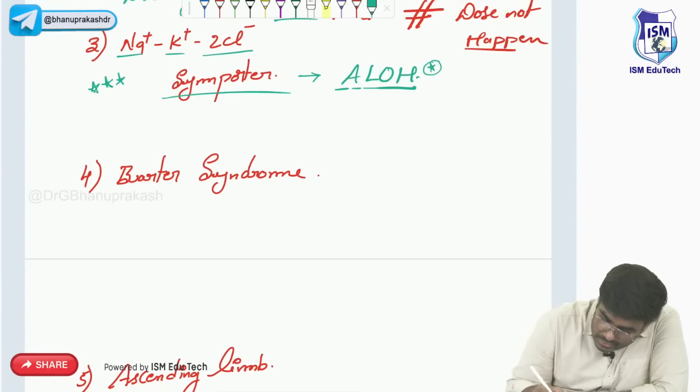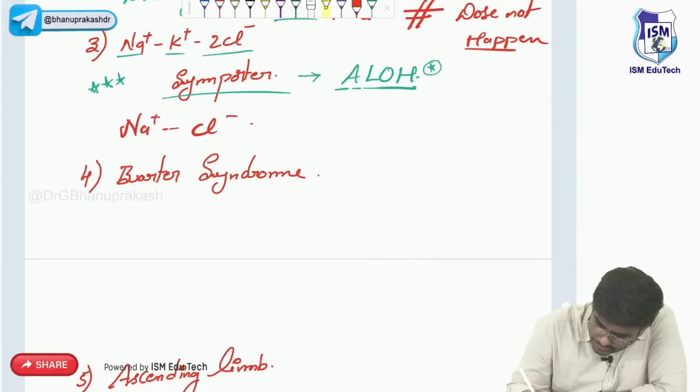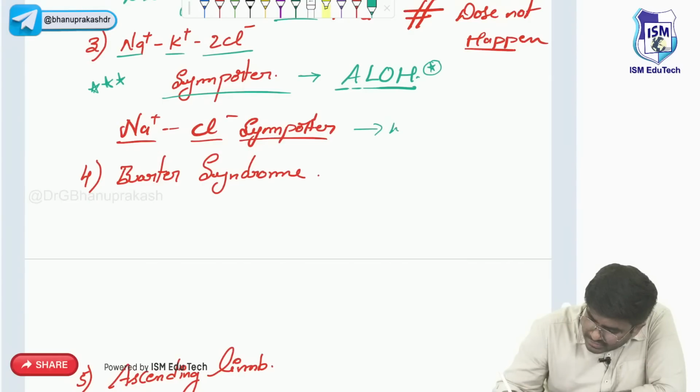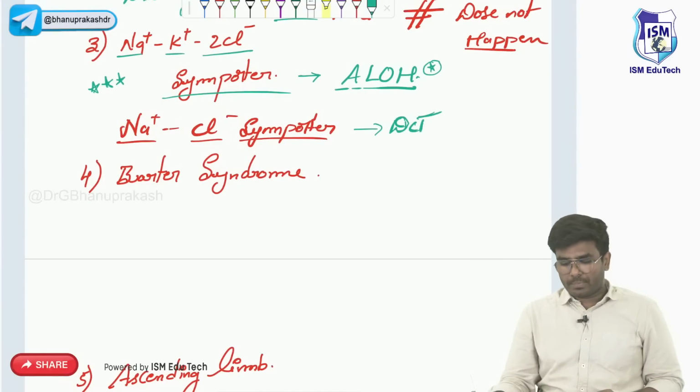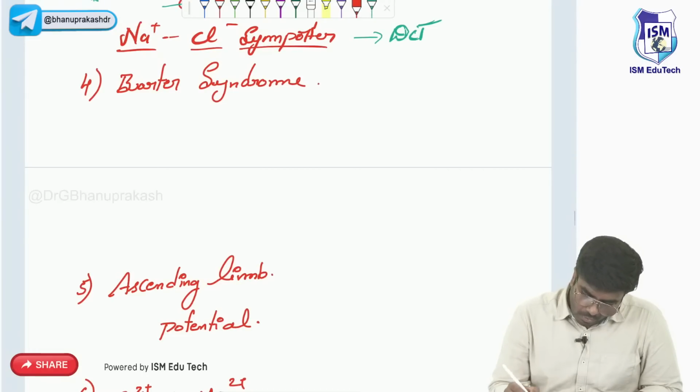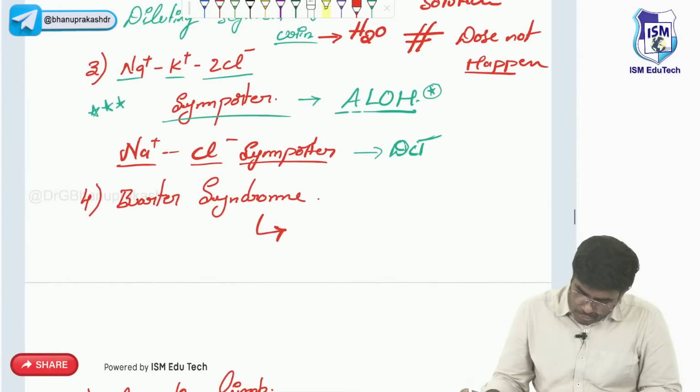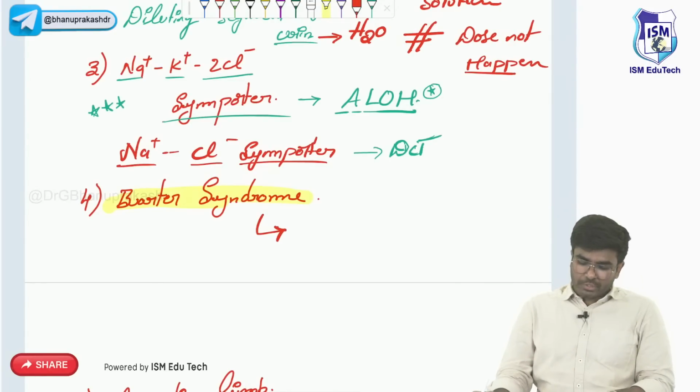Now I just want to add one more point here. Sodium chloride importer, where is it present? Sodium chloride importer is present on the distal convoluted tubule, the DCT. Now, what exactly is Bartter syndrome? Can anyone tell me what exactly is Bartter syndrome, guys? Very important MCQ for the exam.